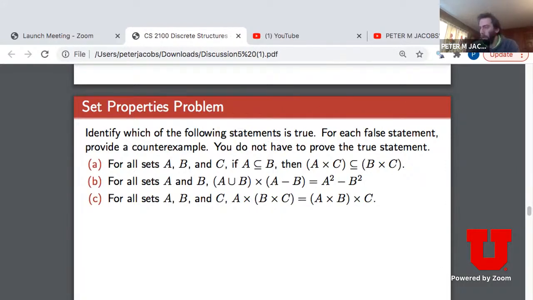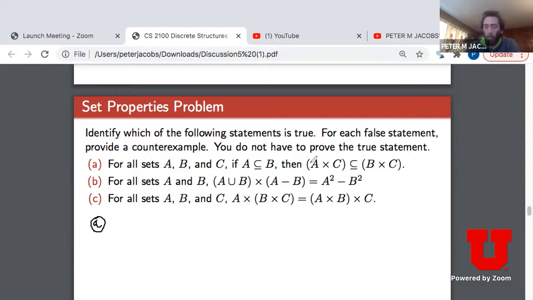All right, so we want to know if A cross C is a subset of B cross C when A is a subset of B. It doesn't say to prove this statement, but it's just going to be a little bit easier to do this a little bit more formally. So we're going to take an element which is in A cross C, and we want to check whether it's in B cross C. That would verify that A cross C is a subset of B cross C.